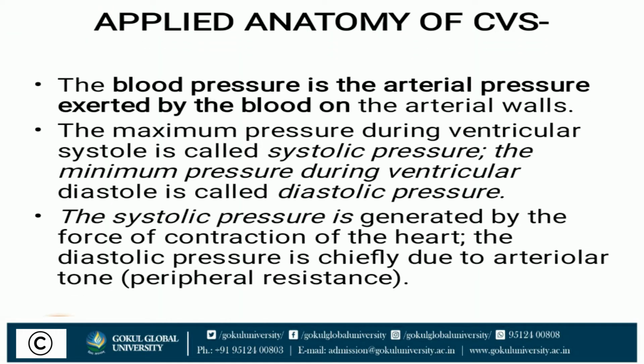First, in applied anatomy of CVS, we start with blood pressure. Generally we know that 120 by 80 mmHg is normal blood pressure, but what is 120, what is 80, how it is created, it is important to know. So let's start. Blood pressure is the arterial pressure exerted by the blood on the arterial walls.